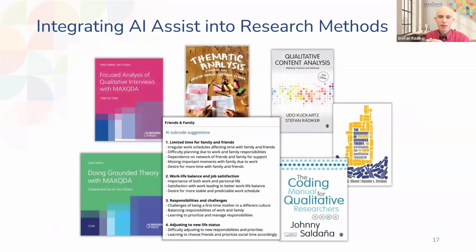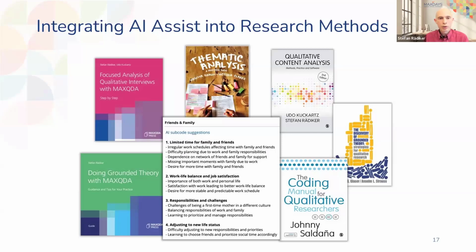AI Assist itself, I see not as a research method. Rather, it's a set of very sophisticated, very powerful tools we can integrate into established research methods like grounded theory, thematic analysis, qualitative content analysis, or discourse analysis.